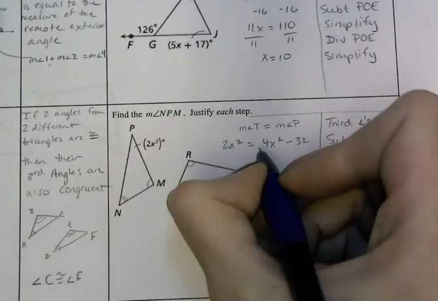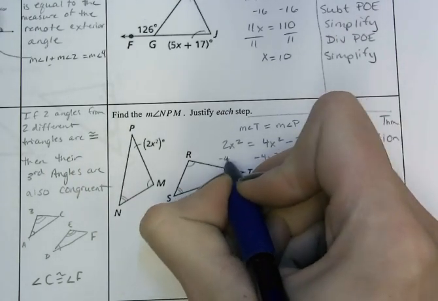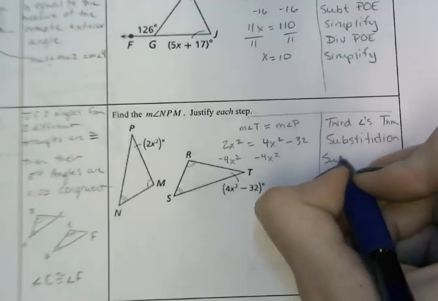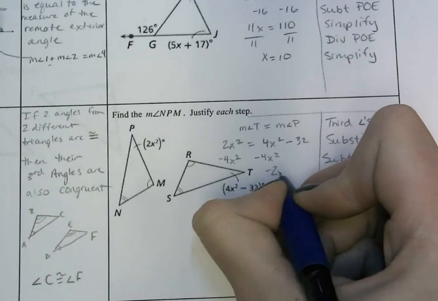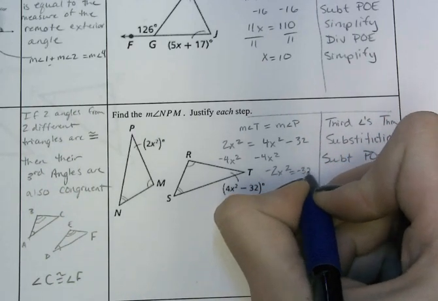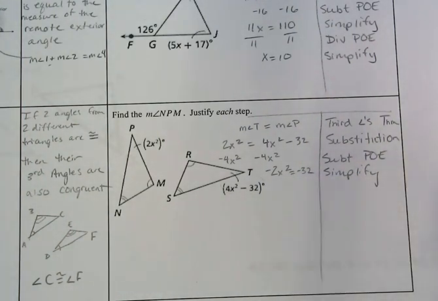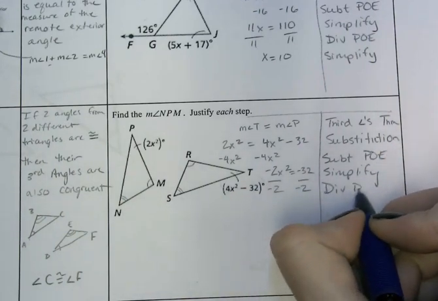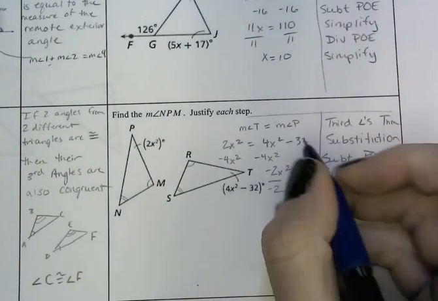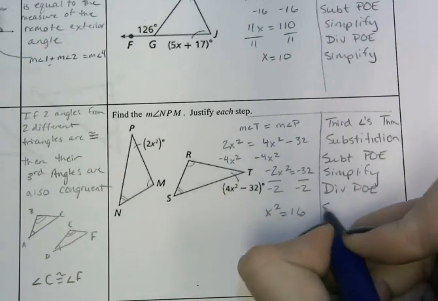The first thing that I would like to do is to get my x squareds all together. So I'm going to subtract 4x squared from each side, using the subtraction property of equality. When I do that, I'll be left with negative 2x squared equals negative 32. Then I can divide by negative 2 on each side. So when I simplify, I'm going to be left with x squared equals, negative divided by negative leaves me with positive 16.